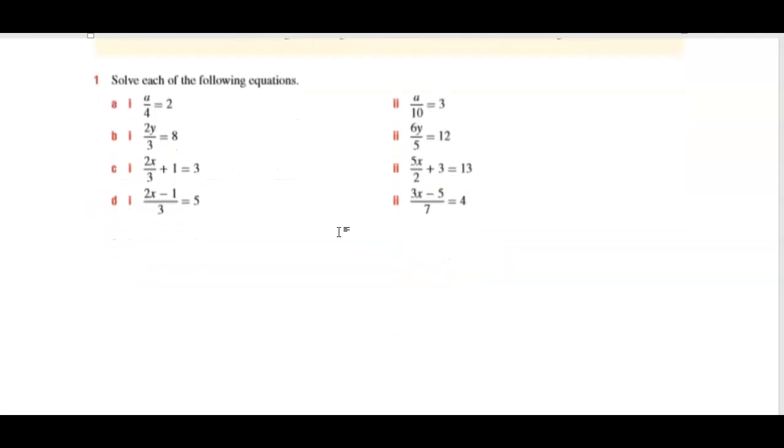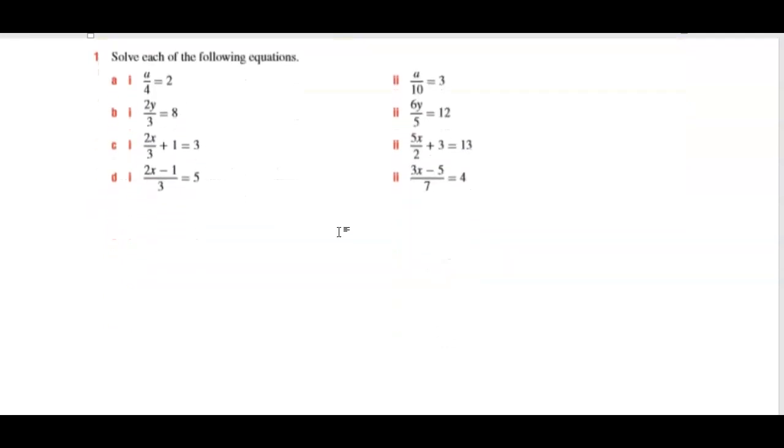All right, so let's do some questions together. So I'm starting at question 1 because, you know, it's always a good idea to do some of the easier ones. I'm not going to do A. Let's do B, and then I'll do C and D. Okay. So we've got 2y over 3 equals 8.